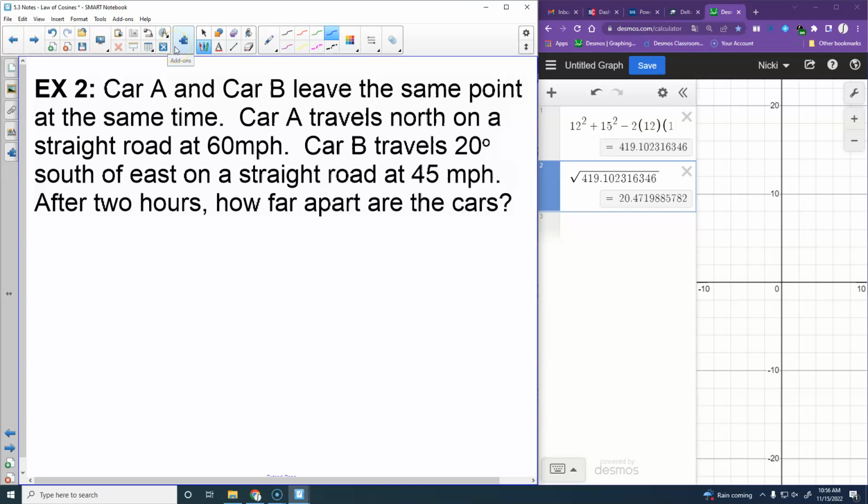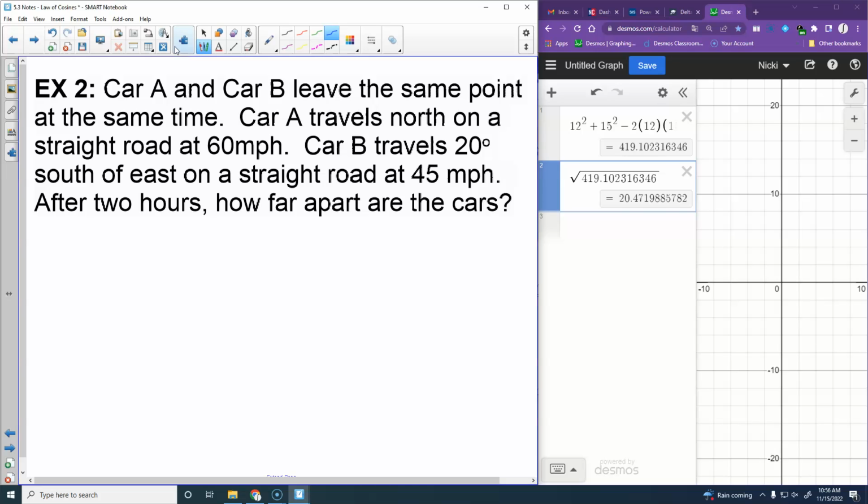Alright. Car A and car B leave the same point at the same time. Car A travels north on a straight road at 60 miles per hour. B travels 20 degrees south of east on a straight road at 45 miles per hour. After 2 hours, how far apart are the cars?